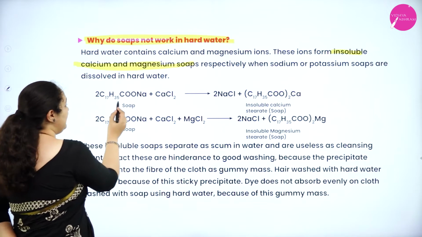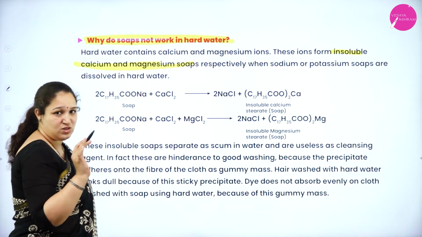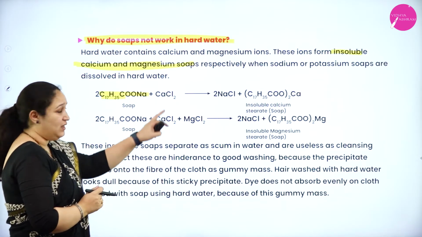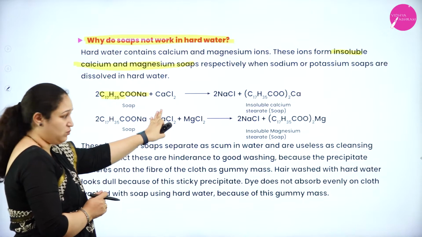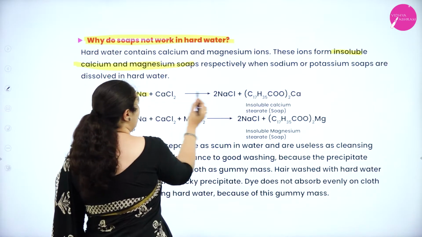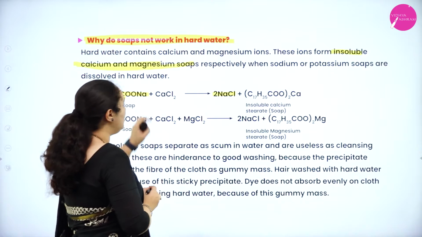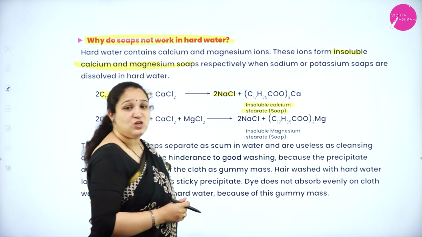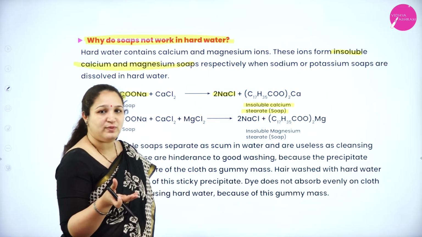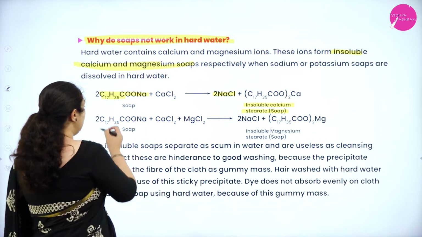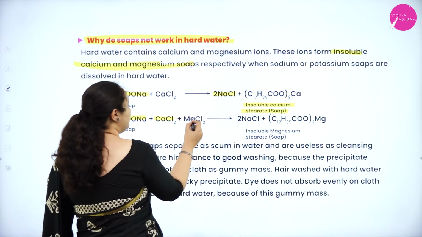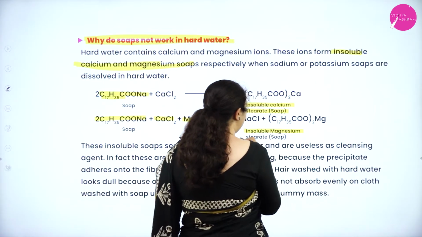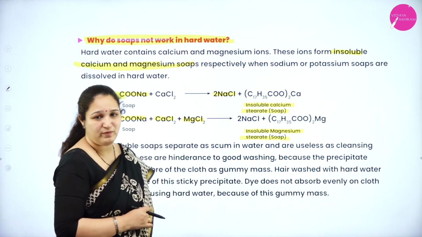Soap is C17H35COONa, that is, the sodium salt of stearic acid we have taken here. It reacts with the calcium chloride present in hard water; sodium with chlorine will form NaCl. Calcium will go here to form insoluble calcium stearate soap. So the soap itself becomes insoluble there. Similarly, you can see when soap reacts with calcium chloride as well as magnesium chloride, we will get insoluble magnesium stearate soap.